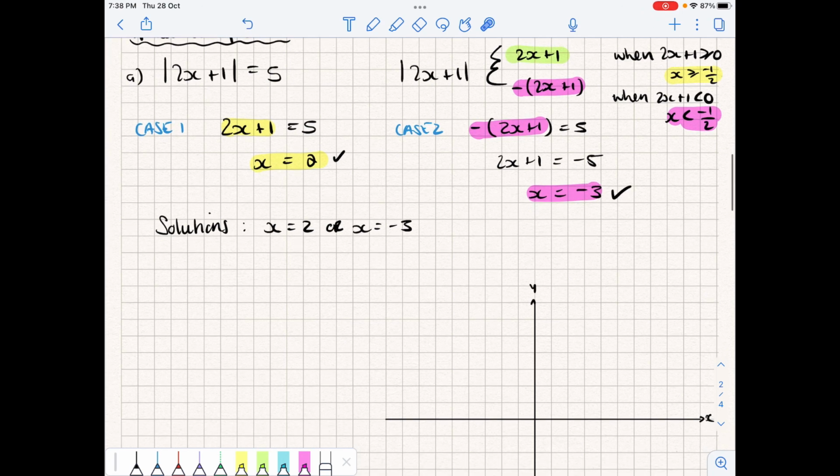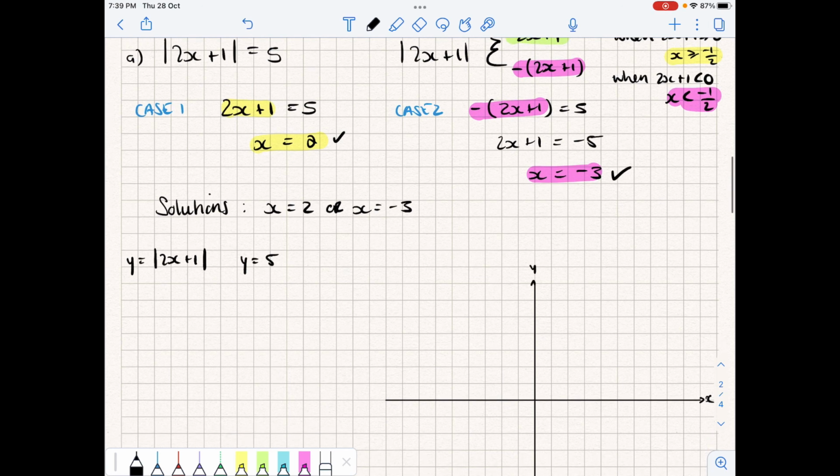Now, alternatively, we can say that these are two functions. It's the function y equal to the modulus of 2x plus 1 and y equal to 5, and we want to know when these two functions intersect each other. Now, y equal to 5 is very simple. It's a straight line that runs horizontally at y equal to 5.